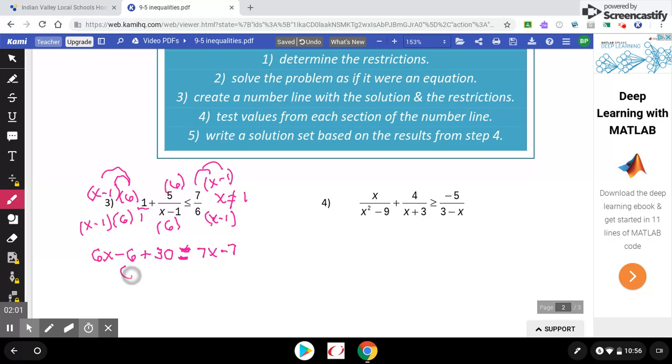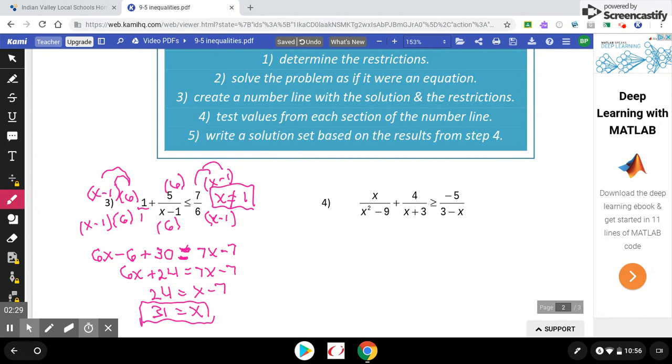So my 6x, okay, I got a plus 30 and a minus 6. I'm going to put those together down to this. I need to get the x's on one side. I'm going to move that 6x over. And last but not least, I got to add 7 to both sides, and I got it. So let me box these guys in so we can see it. There's our answer. There was our restriction.